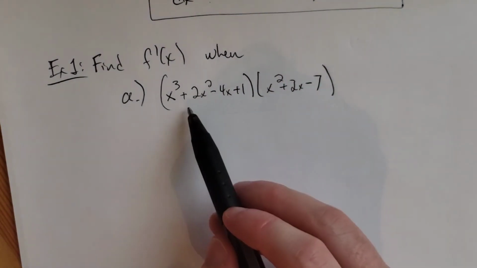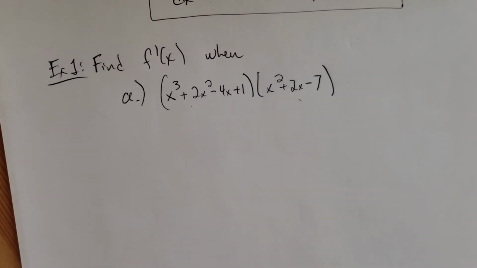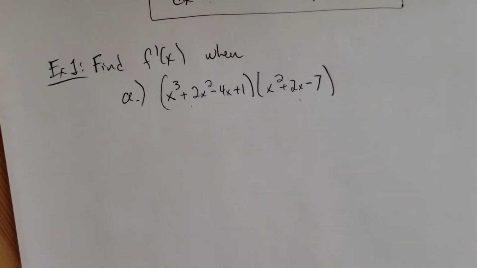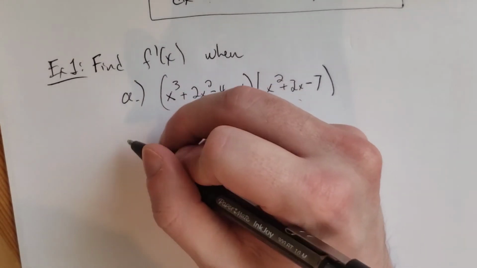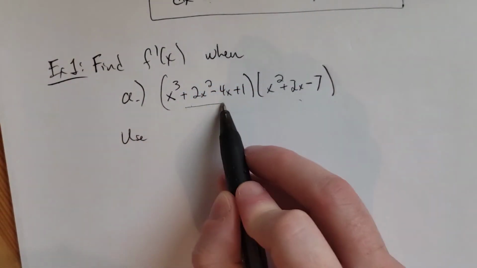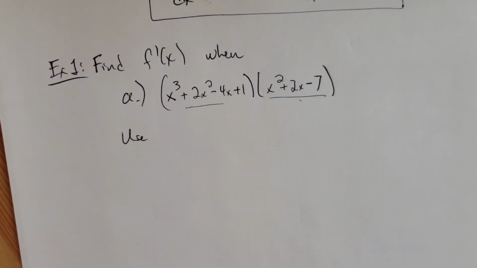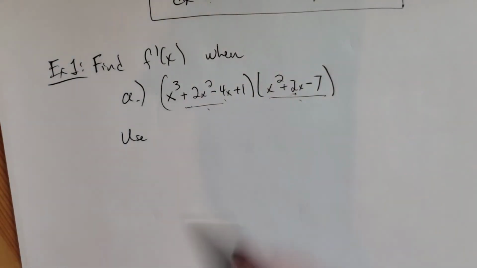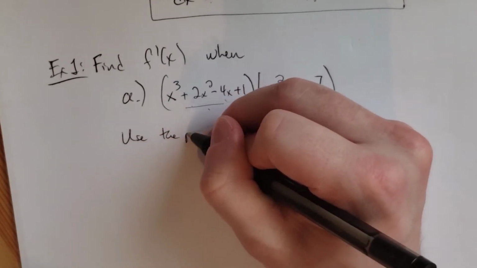Now, what we could do is we could multiply these things out and then take the derivative once we just have a longer polynomial, right? In our previous video, we would have known how to take the derivative of that. But instead of doing that, how about we use our product rule? So we have two functions multiplied together. So to take the derivative, it is not the derivative of each of these separately. We must use the product rule.